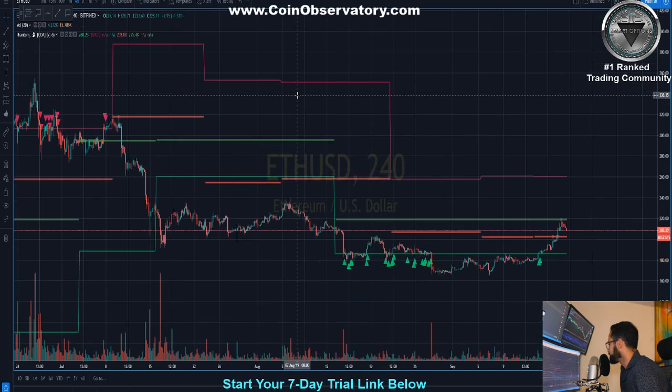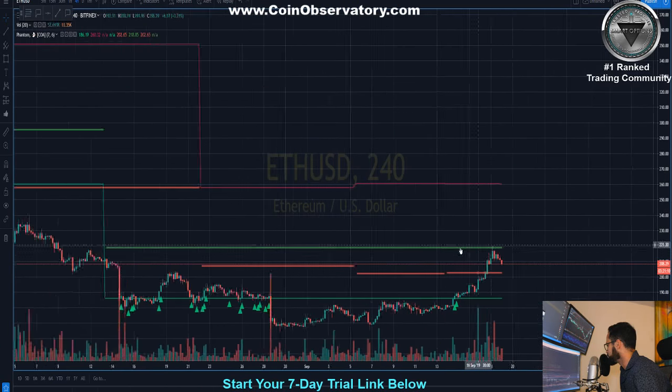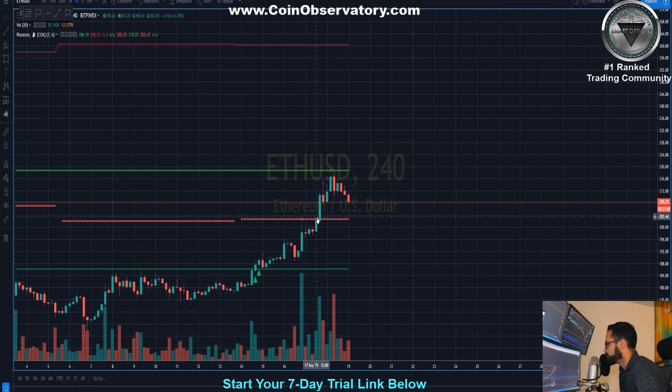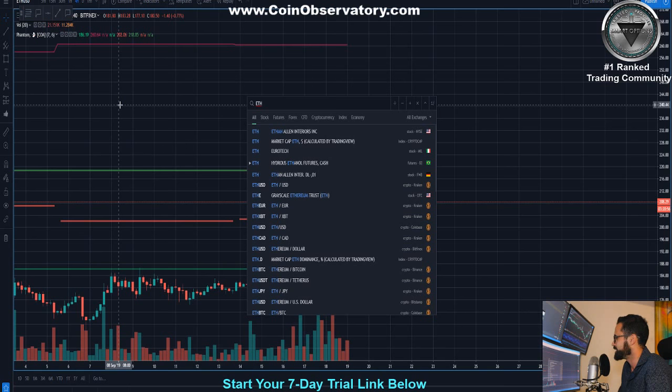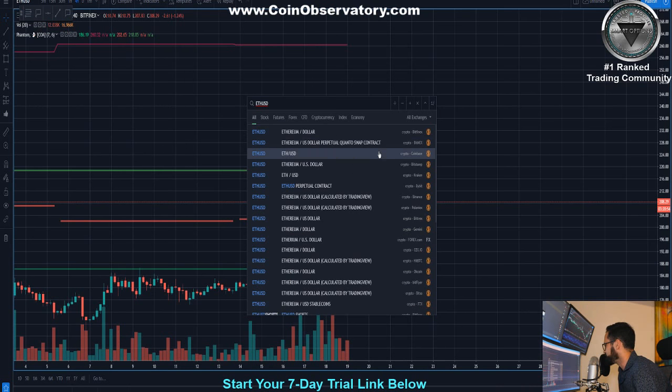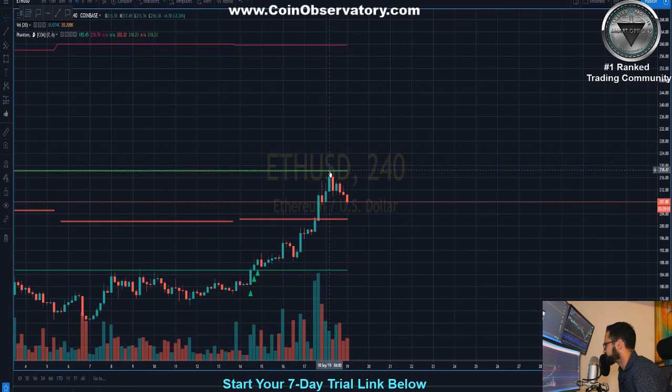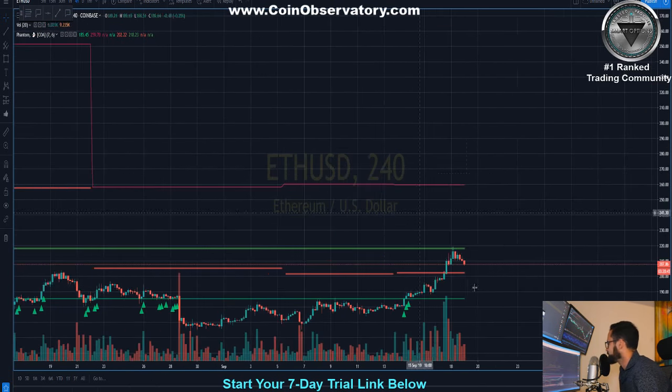So on Ether, once we took our long down here for an inverse head and shoulders, our target 1 was down here. Target 2 was at 202. Target 3 was at 218. And ETH, this is Bitfinex, but ETHUSD on Coinbase actually hit our target, right, which was right on the money. What was the high there? 217.59. So almost hit it.